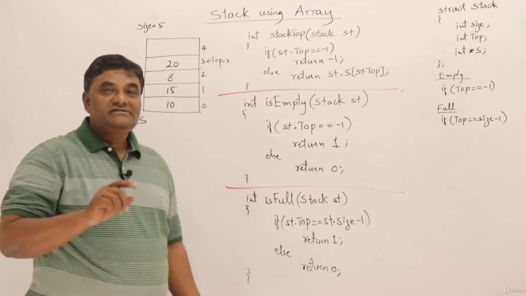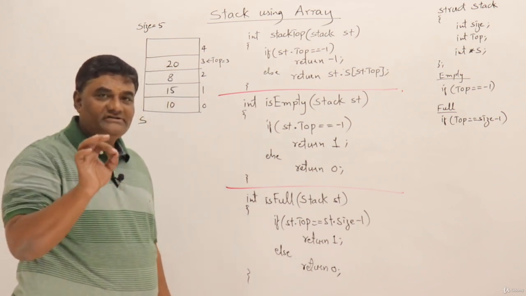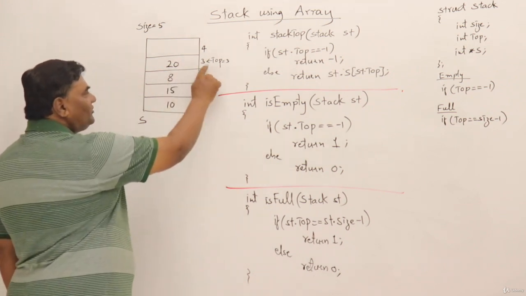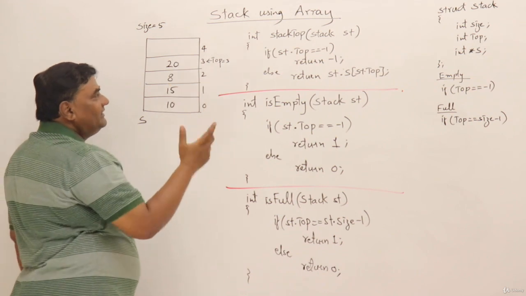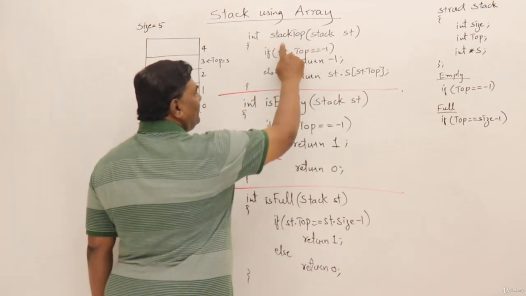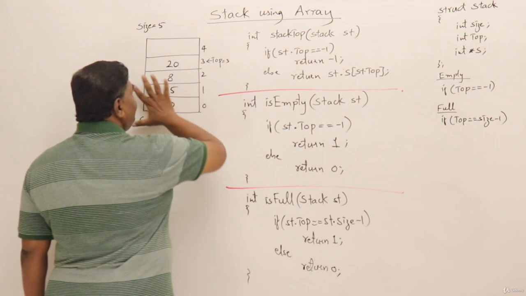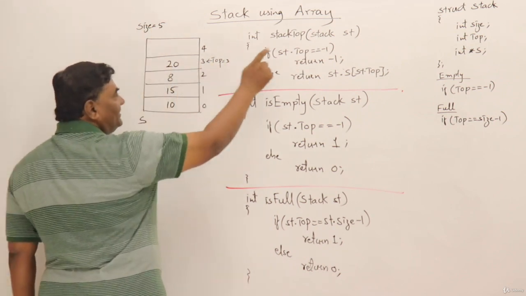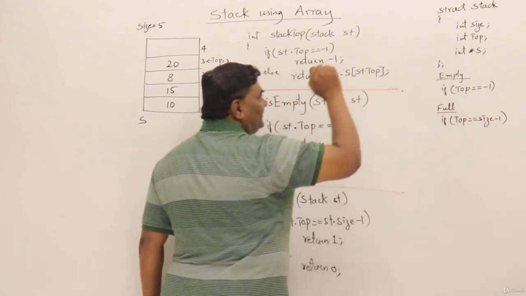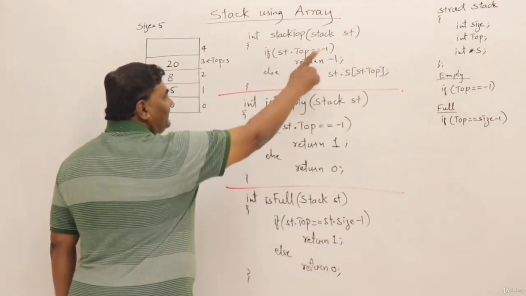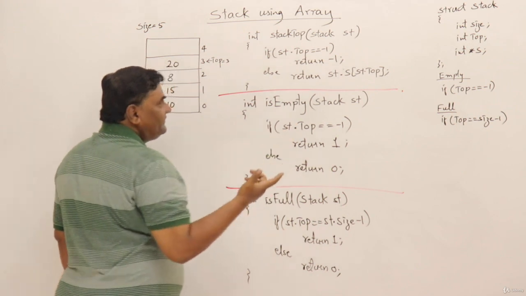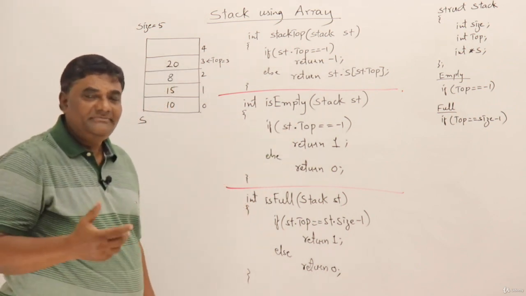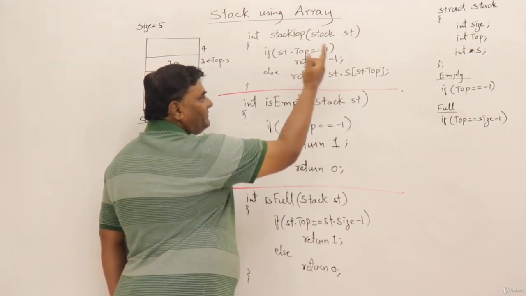First one is stack top. We just want to know what is the topmost value in the stack. For example, here the topmost value is 20. So wherever top is pointing, we want the value from there. Here is the function stack top. It takes the stack as a parameter, this whole thing, meaning the array, size and top. That's the structure which we have already seen in the beginning. It takes that and checks if top is equal to -1. If it is -1, then the stack is empty, there are no elements, so this function returns -1.